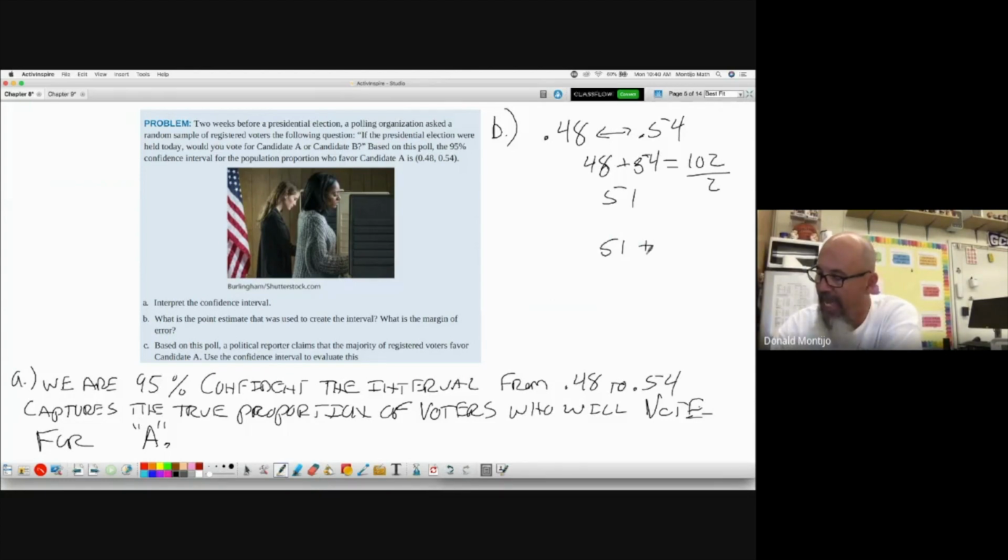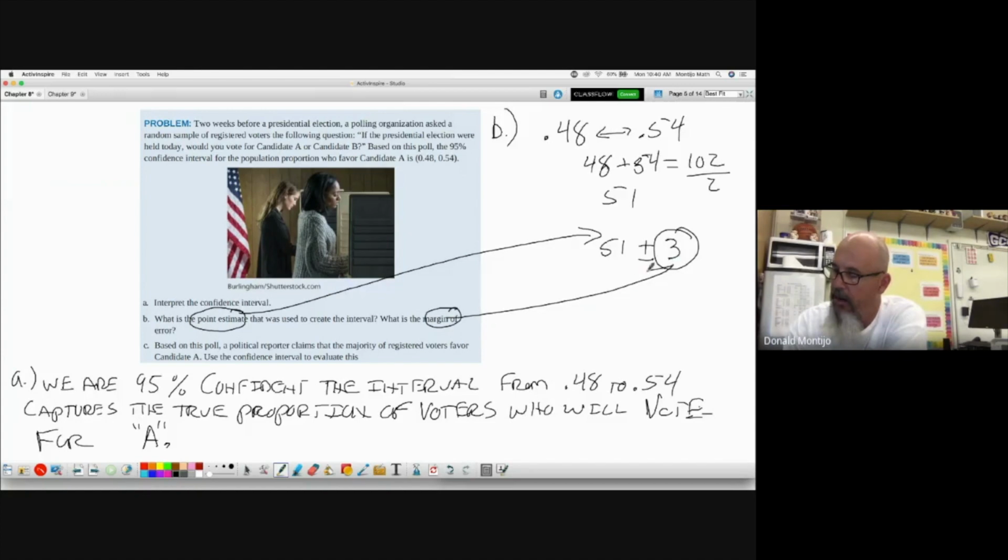Well, I had to add something and subtract something from 51 to get to 48 and 54. What was I adding to 51 to make it into a 54? Oh, I was adding 3. Does 51 minus 3 equal 48? Yes. So in this case, my margin of error would be 3. So my point estimate would be the middle of the interval, 51. And my margin of error would be 3 percentage points.